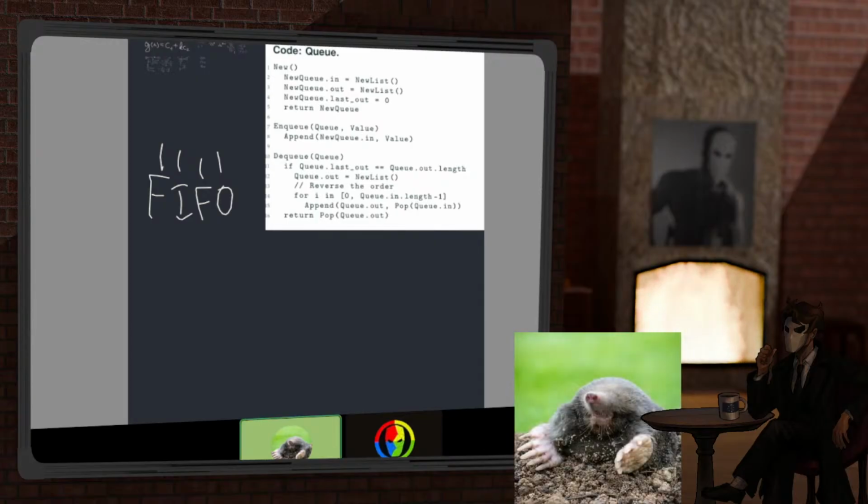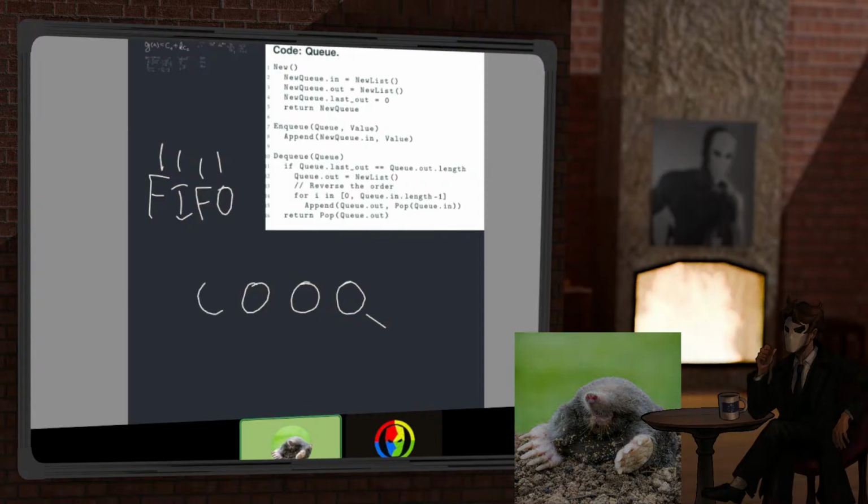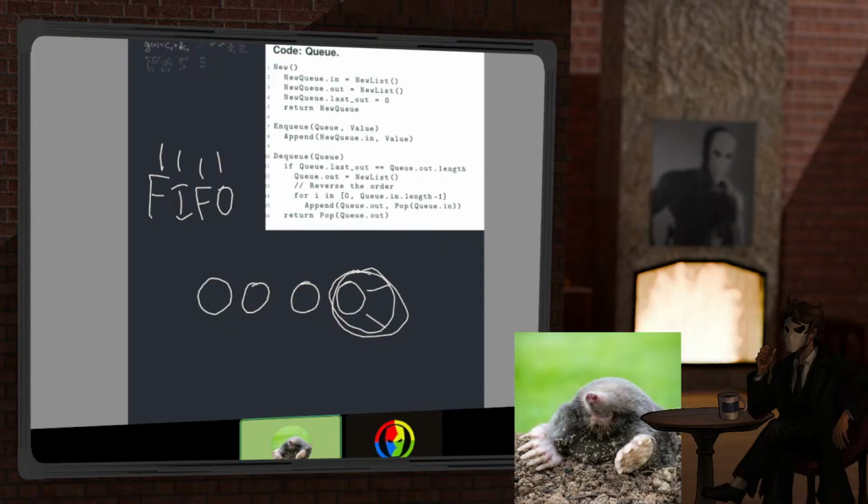So, for example, you get in line to pay for your groceries. You get in the line and you start doing stuff. Then someone gets behind you, another person, and that's adding values to the list. When we want to take out values from the list, it's from the front. So the first person in is the first person out.